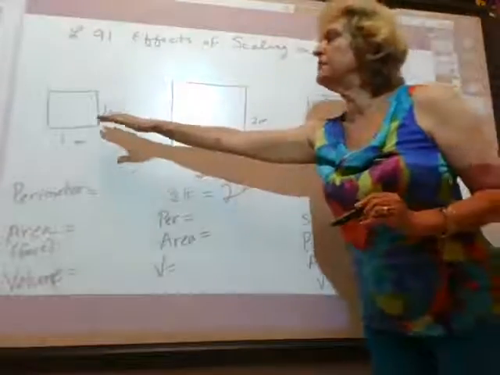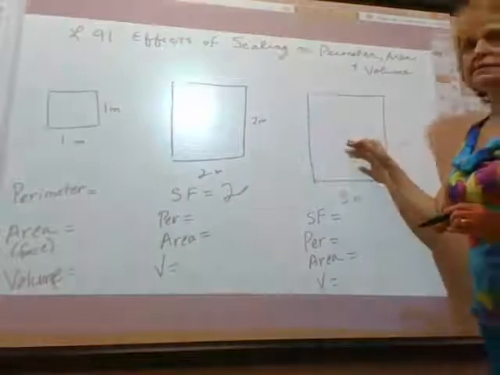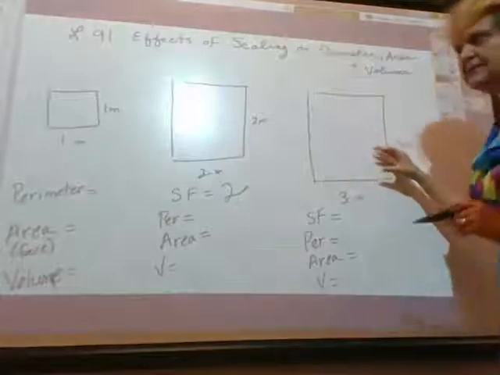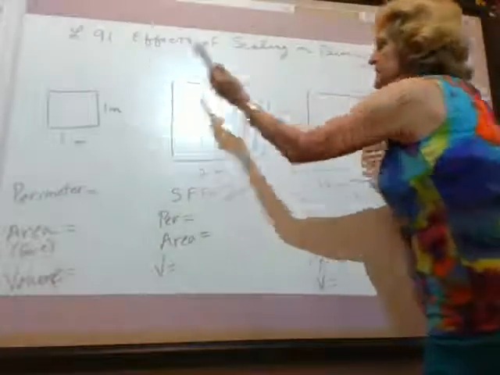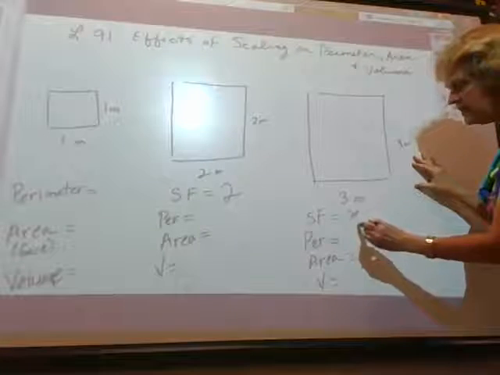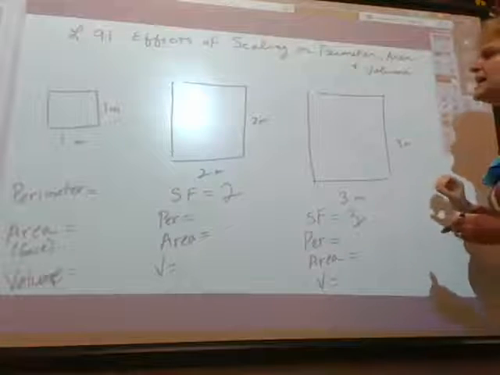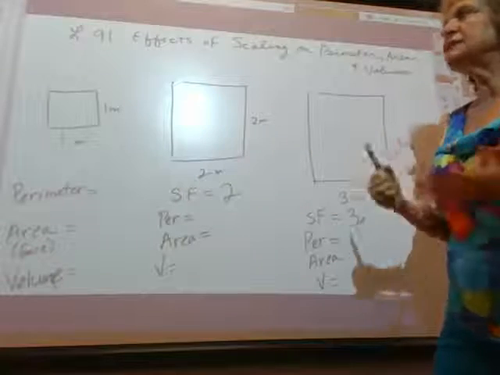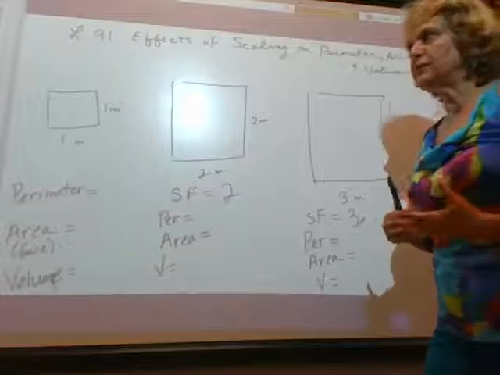Now what about from this one to this one? Not this one or this one. The little one to the big one. What's the scale factor? What have I multiplied the sides by? 3. Very good. So we've got a scale factor then of 2 and then of 3. So let's see what happens to the different perimeters.